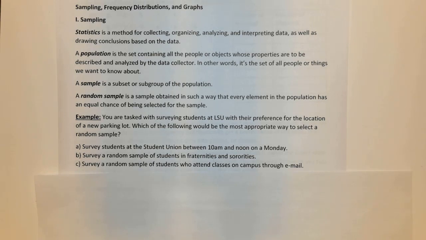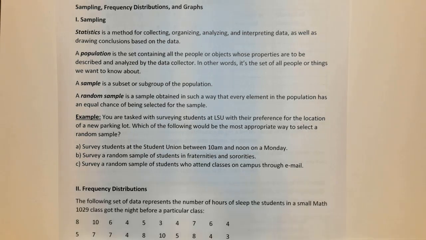The reason why is if we choose students at the student union between 10 and noon, well, what about the students who are in class from 10 to noon? Or maybe they don't even come to campus until after 3 o'clock. Or they don't even come to campus on Mondays. So that one's an issue. But if you sample the students by email randomly, then you have a better chance of getting a random sample. All right, so that said, now we can start looking at some data.